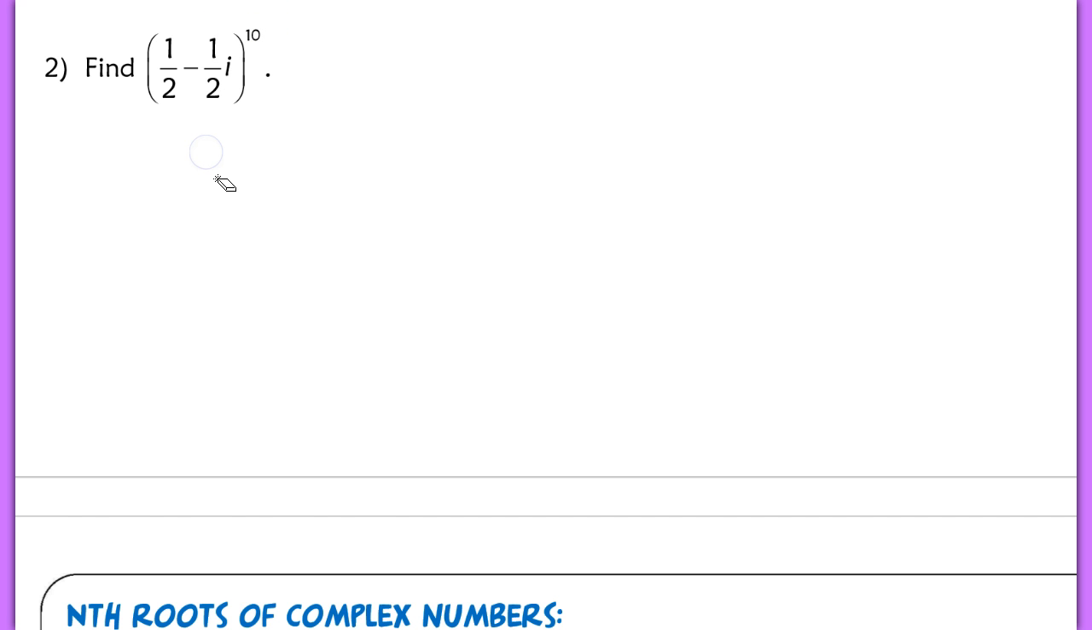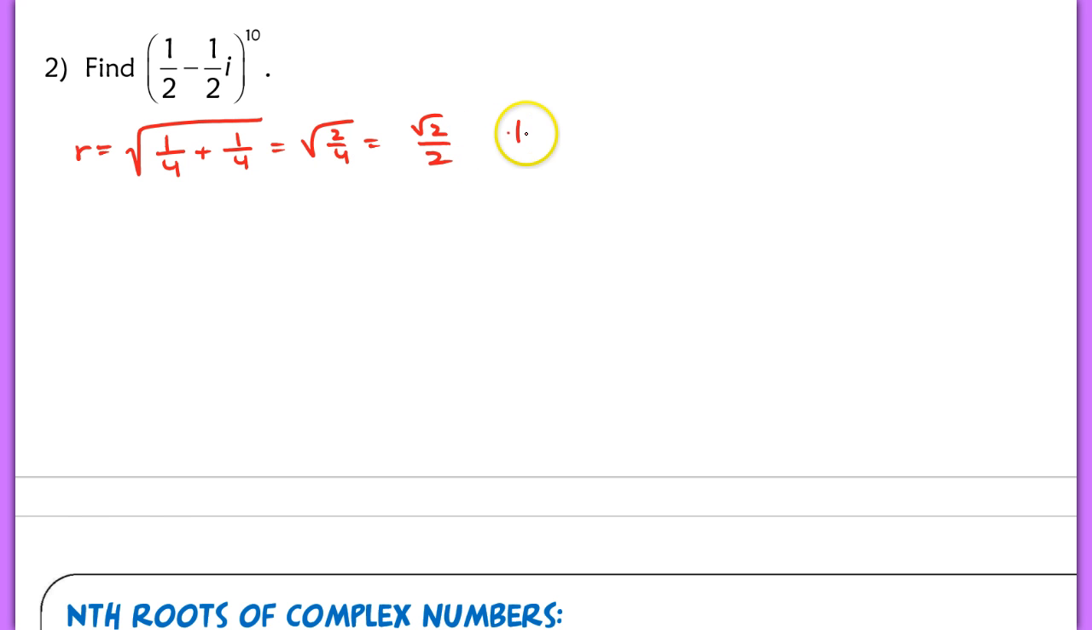It would take a long time. So we're going to convert this into cis notation first, and then we're going to apply DeMoivre's theorem. If I want to write this in cis notation, I need to find r. So I'm going to take the square root of 1/2 squared, which is 1/4, plus the square root of negative 1/2 squared, which is also 1/4. So I get the square root of 2/4, which simplifies to root 2 over 2. Okay, so that's my r value.